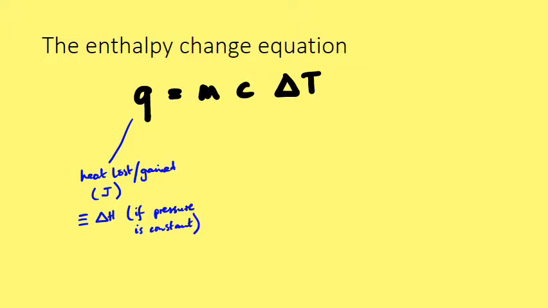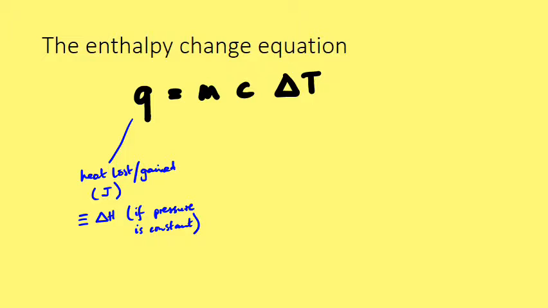Okay, and in our lab pressure is going to be constant because the pressure is the pressure of the air in the lab that we're all breathing, and that's pretty much constant. At least if it's not constant, that's a much smaller error than the other errors that we're dealing with here. Okay, so Q is our heat lost or gained, and that's our enthalpy change.